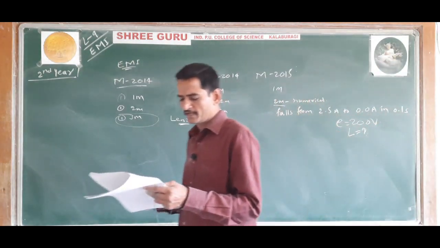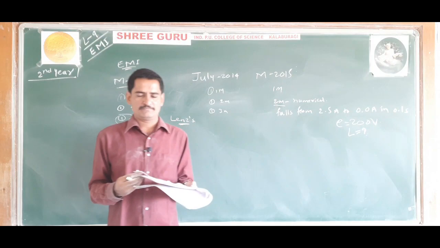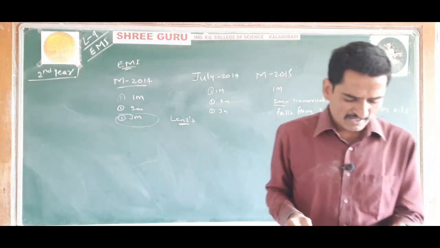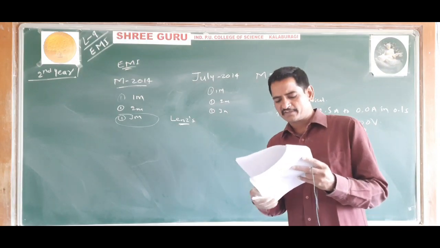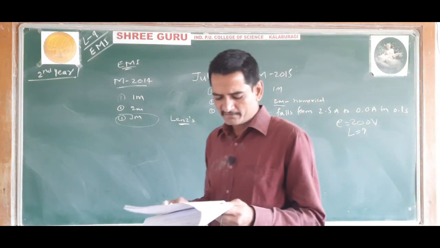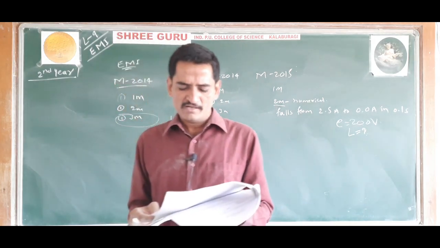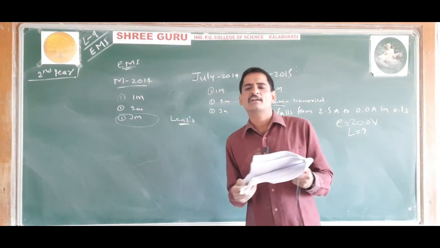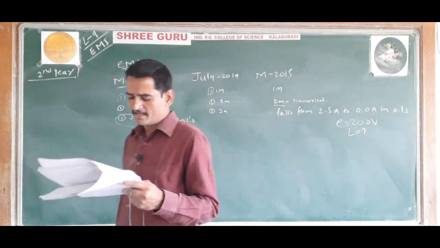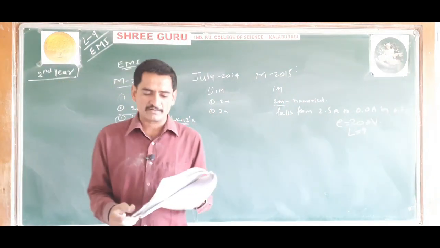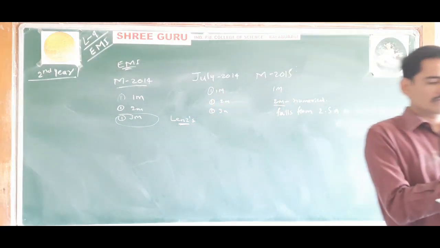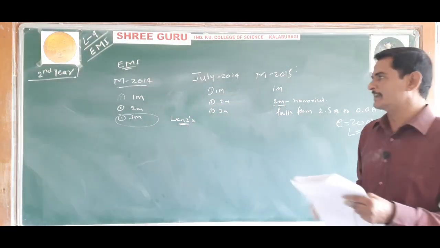July 2015. What is self-induction? For 1 mark. Next, 2 marks. What are eddy currents? Give one use of eddy currents. 3 marks. Derive the expression for energy stored in a current carrying coil. This is July 2015.